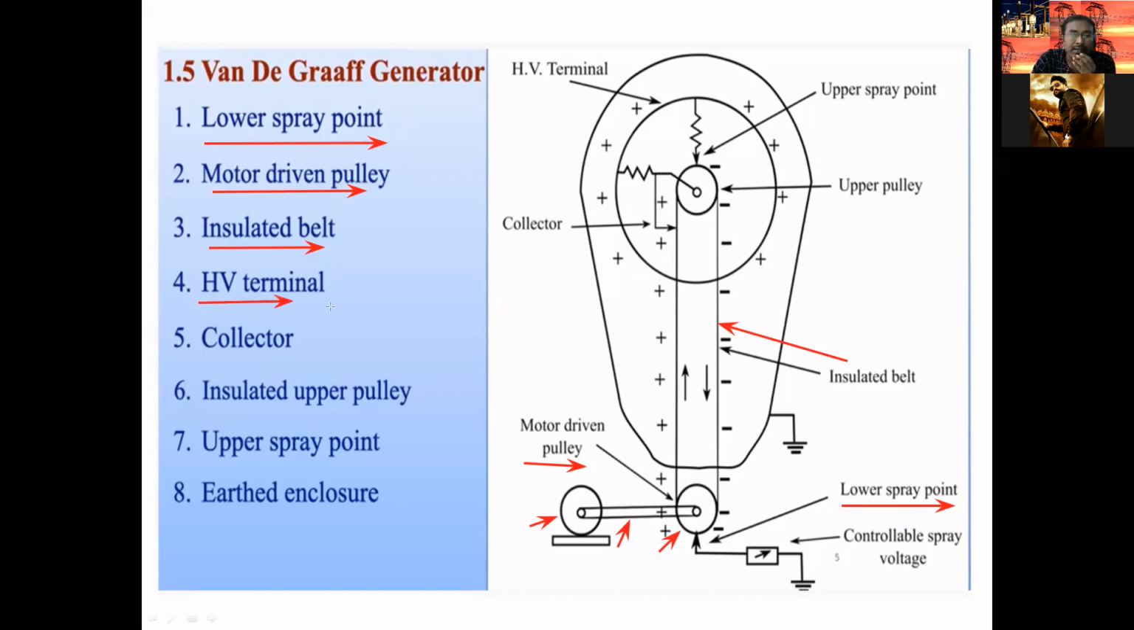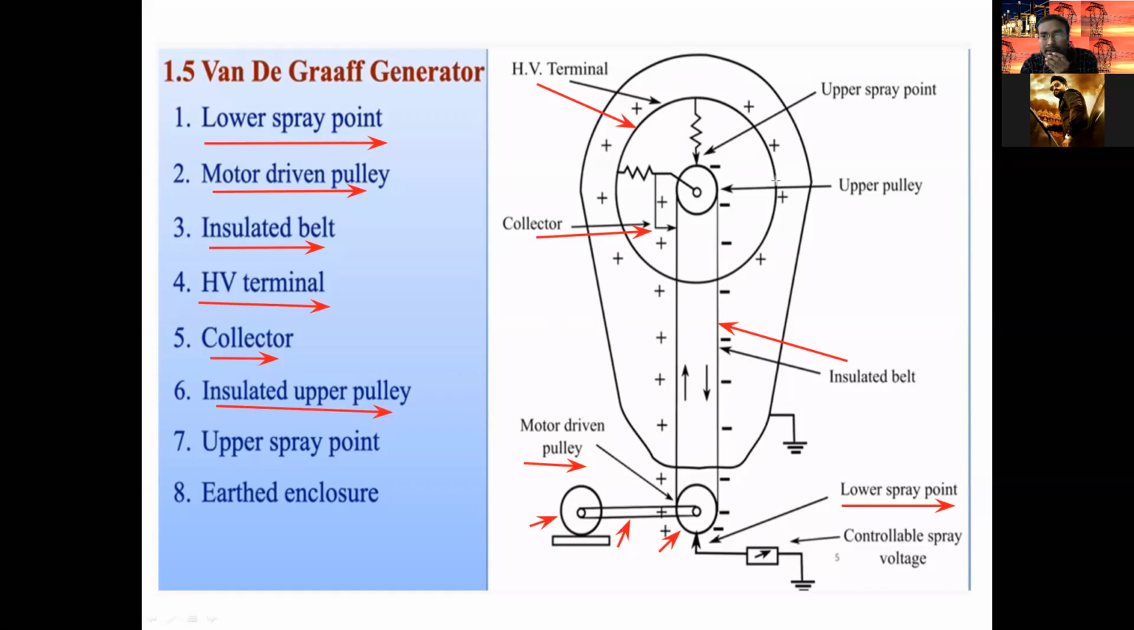And next, the HV terminal. This is called the HV terminal. The sphere is called the HV terminal. Here a large number of charges are distributed in a uniform manner on this hollow metallic sphere, called the dome. The positive charges are distributed like this. And next, the collector. The collector is nothing but a comb, also called the upper comb. So we are using two combs, bottom and upper.